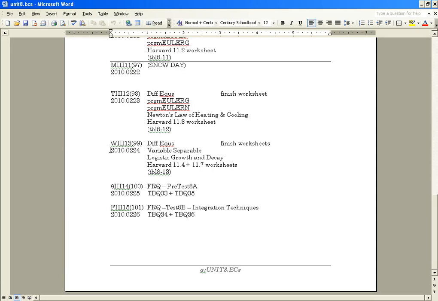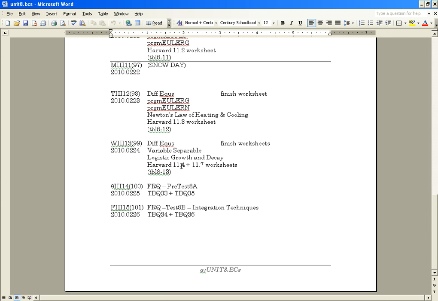We're on the air. Okay, it's Wednesday the 24th. We're doing variable separable equations and logistic growth. Take a look at number 6 on page 565 of the Harvard Calculus textbook, edition 4. Okay? What does it say?